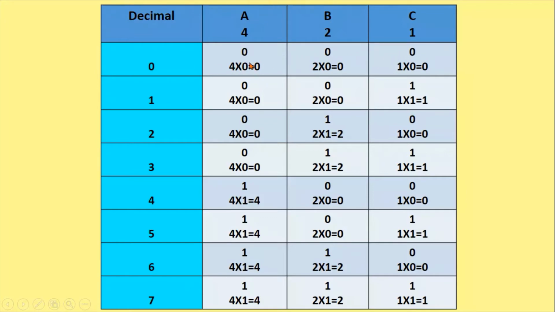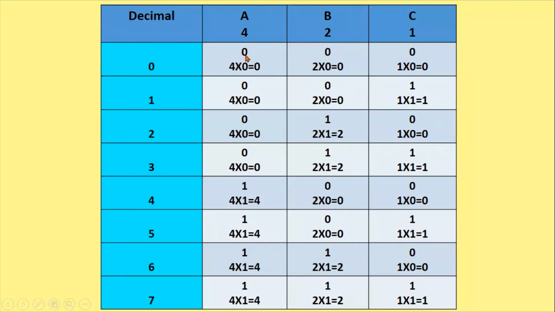For example, you want to show decimal value 0. How could you show decimal 0 by using A, B, C, three variables and the combination of binary digits 0 and 1? As we know, 0 means off and 1 means on. So by the combination of which bits have to be off and which bits have to be on, we can get the decimal value.